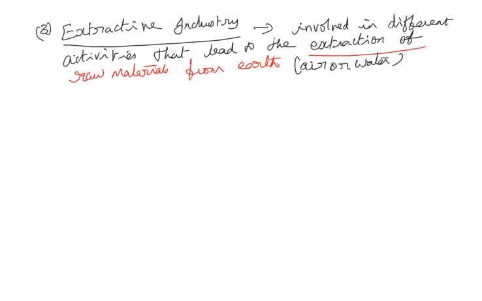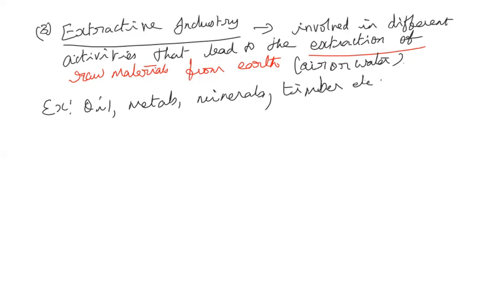Okay. So for example, you have oil, metals, water. All these are like the mining industry and all, isn't it? Metals, minerals, timber, extracting timber from forest. So they all come under the extractive industry. When you talk about the industry, it is a mining industry, timber industry. So they all come under the extractive industry.